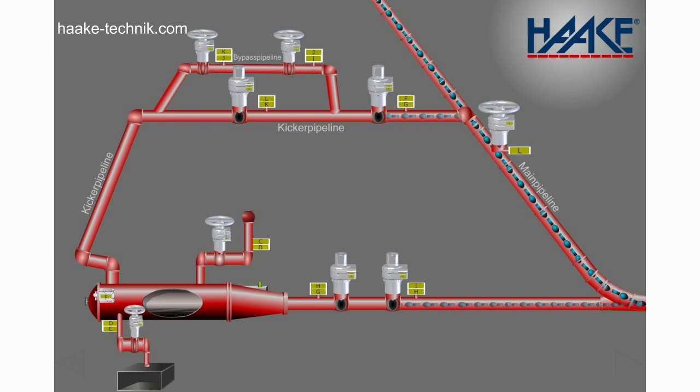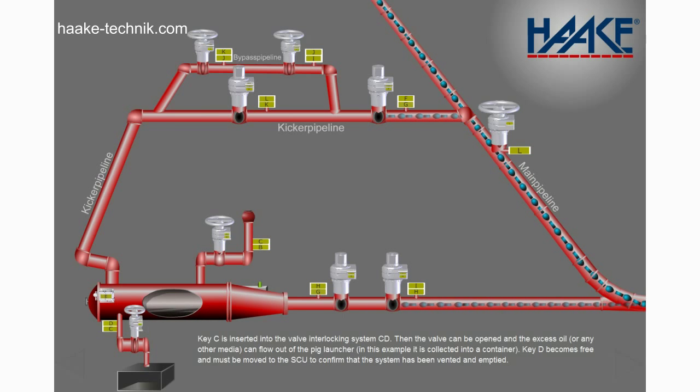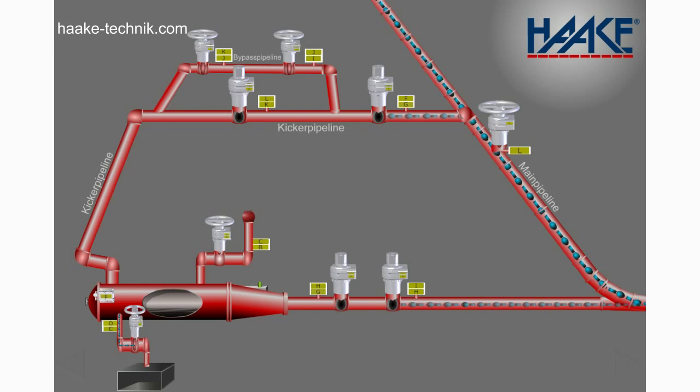Key C becomes free and will be moved to the valve interlocking system CD. Key C is inserted into the valve interlocking system CD. Then the valve can be opened and the excess oil or any other media can flow out of the pig launcher. In this example, it is collected into a container.